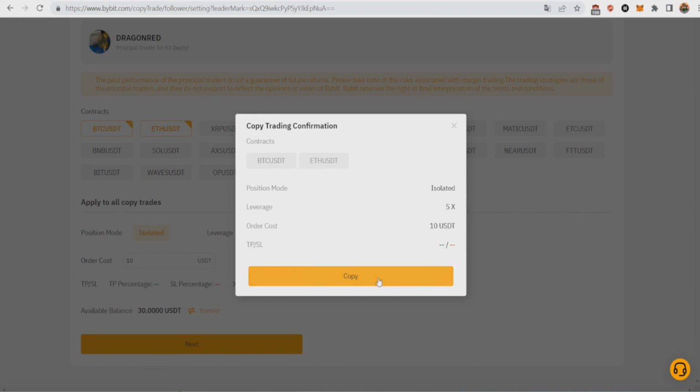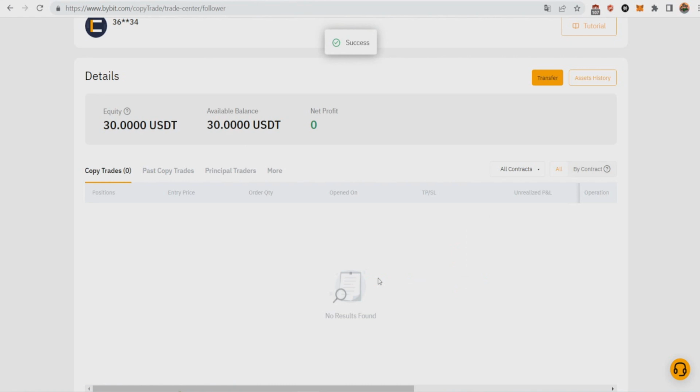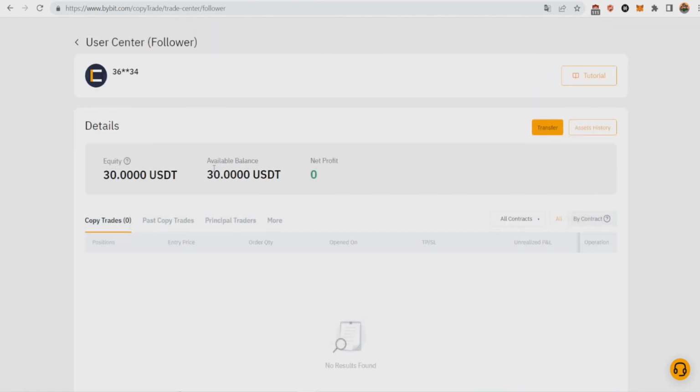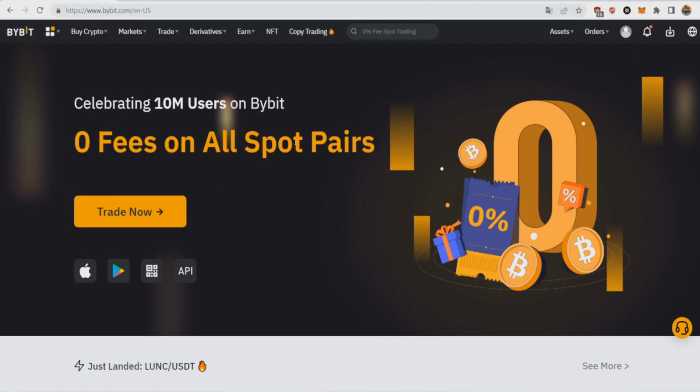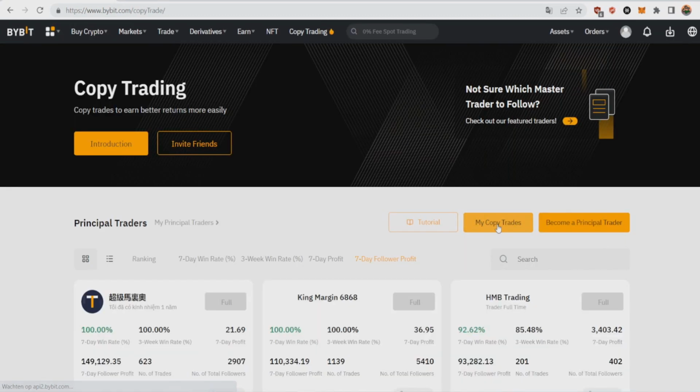But yeah, guys, we're going to copy right now and then start our copy trading, and I will be back to you guys in 1 day to show you my results, what I made from $30. So here we are the next day, and let's check out our copy trading account. So we're gonna go to copy trading, guys, and then when this loads, my copy trade.